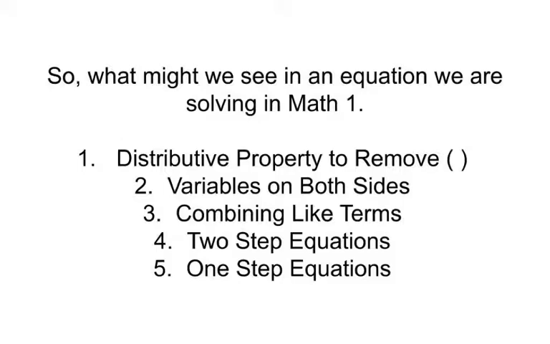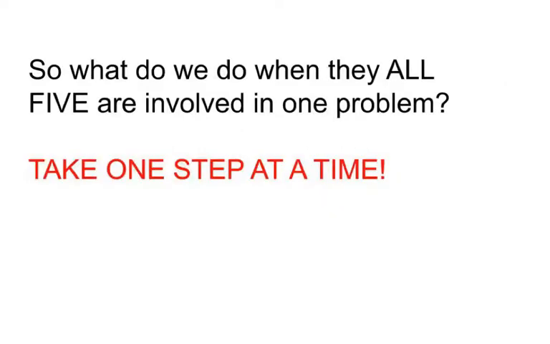So, what might we see in an equation when we're solving in Math 1? We may see the distributive property to remove parentheses. You've done some of those problems. You may see some variables on both sides in your equations. You may have to combine like terms in your equations. Then you're going to run into two-step equations and one-step equations. But what happens when they all 5 are involved in one problem? Well, the solution to that is to take one step at a time.